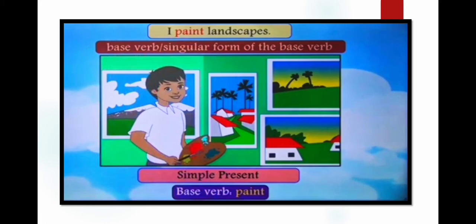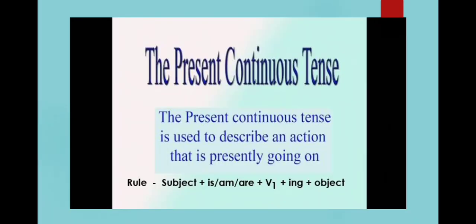Now we'll discuss the present continuous tense. The present continuous tense is used to describe an action that is presently going on. Children, present continuous tense narrates an action which is being continued or going to be continued in the near future. It uses is, am, are plus ing added with the verb.